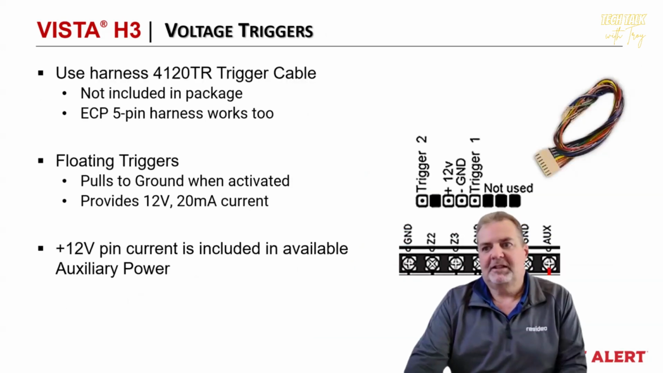Now the voltage trigger harness, you can still use the 5-pin ECP harness on the board, or you can use the 4140 or the 4120 TR cable as pictured here. Okay, these triggers are floating triggers and they pull to ground when they're activated. Okay, and they provide 20 milliamps of current. Okay, and the 12-volt pin here is identical to the auxiliary power terminals on the board. Each of the auxiliary power terminals are the same, so it's all included in the same 950 milliamps.